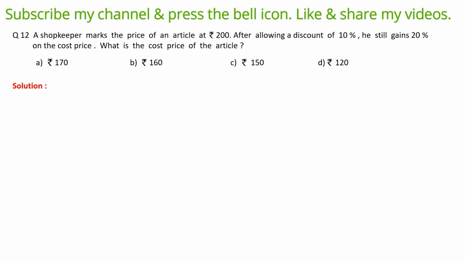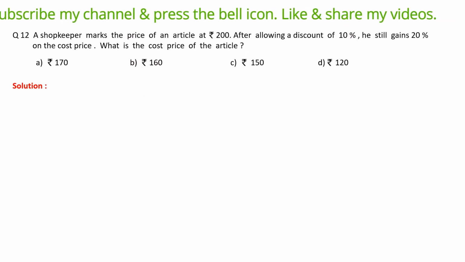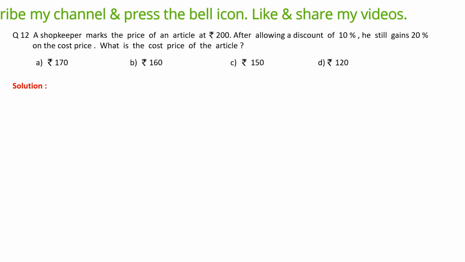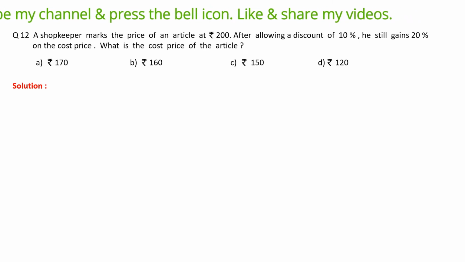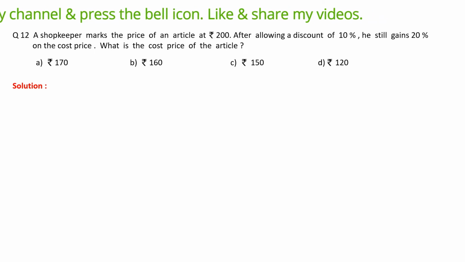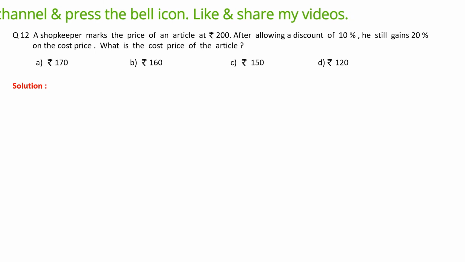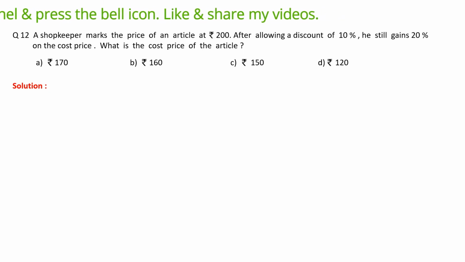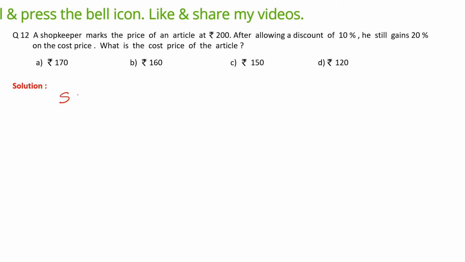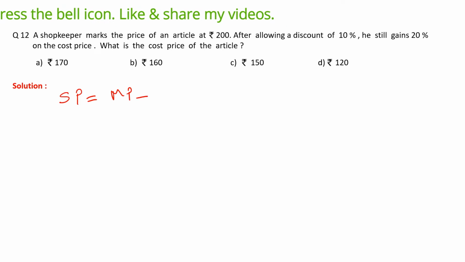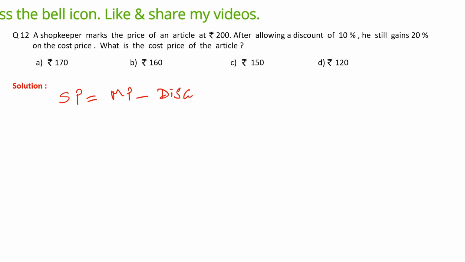Now this is the next problem. It says a shopkeeper marks the price of an article at rupees 200. After allowing a discount of 10%, he still gains 20% on the cost price. What is the cost price of the article? Now students, we know that discount is always given on the marked price. So that means selling price SP will be equal to marked price MP minus discount.